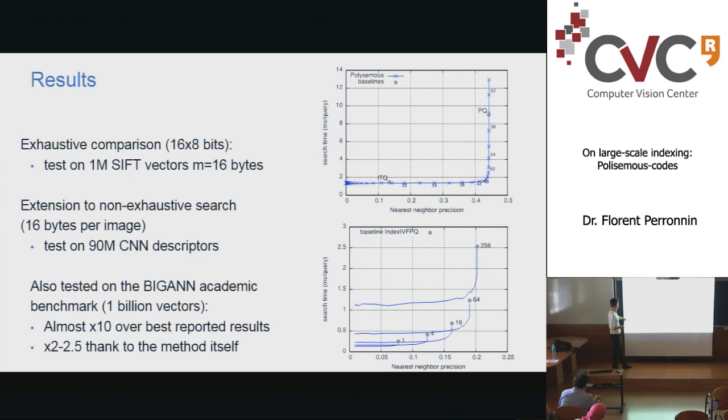So in the paper we had a comparison and a benchmark of 1 million vectors, where we report results which are 10 times faster than the best reported results of the literature. Part of this is because Hervé and Matthijs are extremely good coders, and just their implementation of the state of the art was something like 4 times faster than what was reported in the paper. And the method itself, this polysemous code 2-step strategy, actually accounts for a factor 2 to 2.5 in terms of improvement, which is quite remarkable.